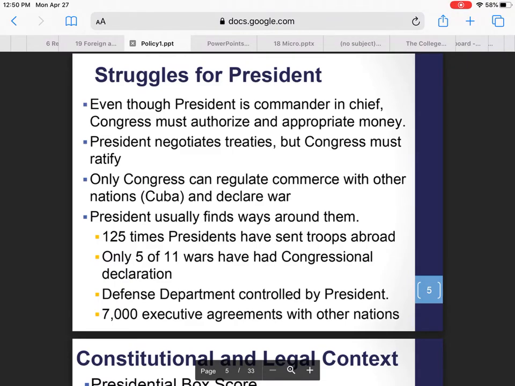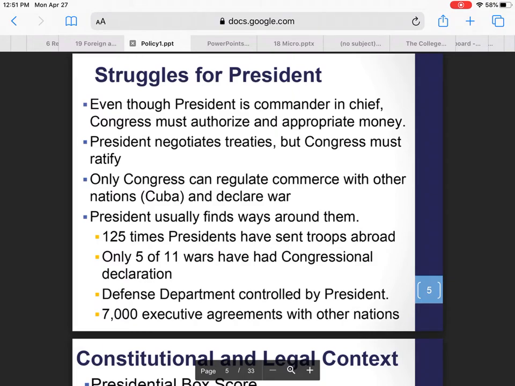While the president negotiates treaties, Congress has to ratify those. So this was a big deal back during World War I. Woodrow Wilson negotiated in the Treaty of Versailles that the United States would join the League of Nations. It came back to Congress, and Wilson was fighting with Congress, and Congress refused to ratify it. So we never did end up joining the League of Nations, which is part of the reason why that organization was as weak as it was: it didn't have the United States in it. So that's, again, something that the president and Congress have to tag team.